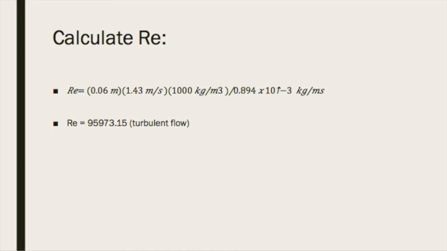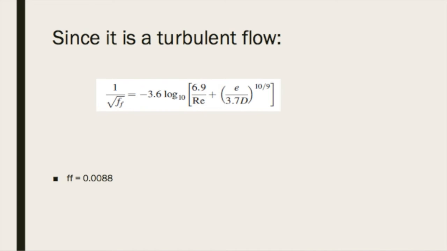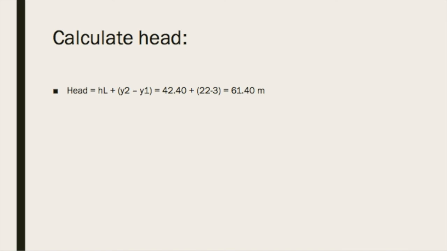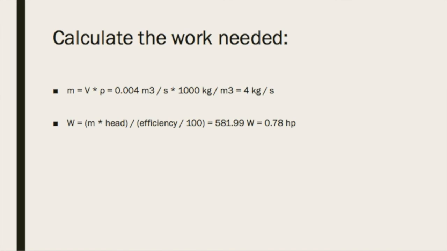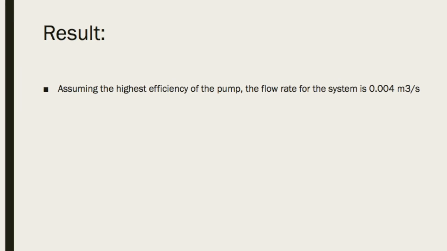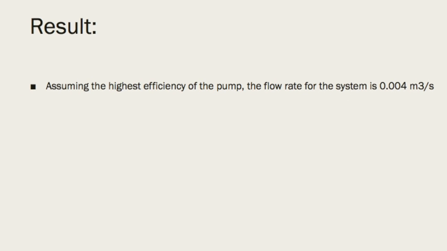Since it's a turbulent flow, we use the following equation to find the friction factor. Following, we calculate the head loss considering the losses of valves and elbows. Once we know our total head loss, we calculate the head using the height difference. Finally, we calculate the work needed in horsepower. Hence, assuming the highest efficiency of the pump, the flow rate for the system is 0.004 cubic meters per second.